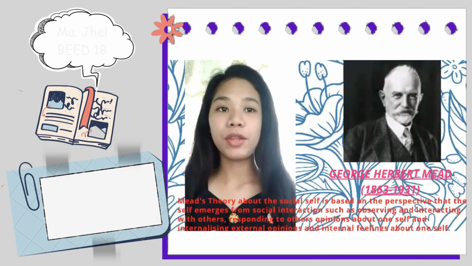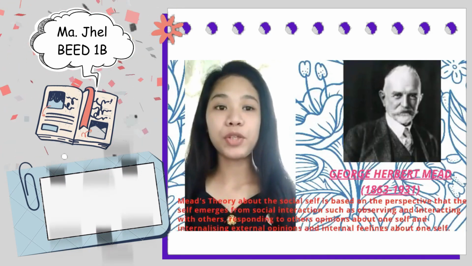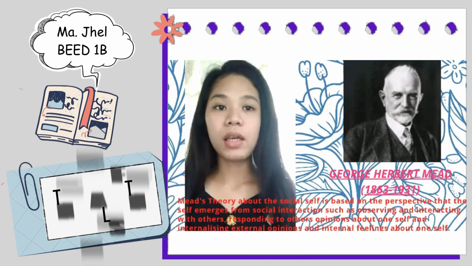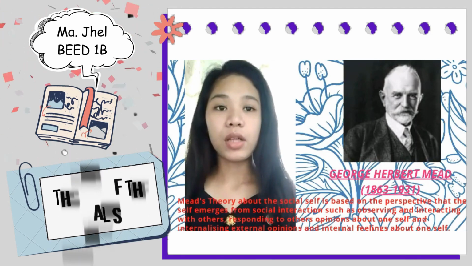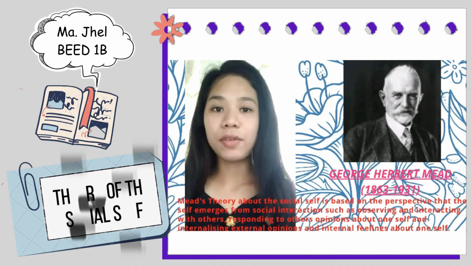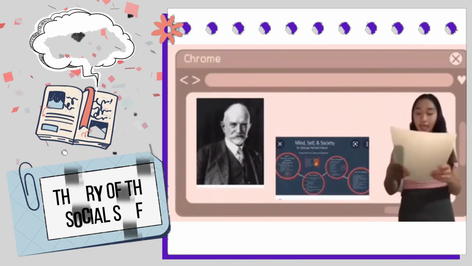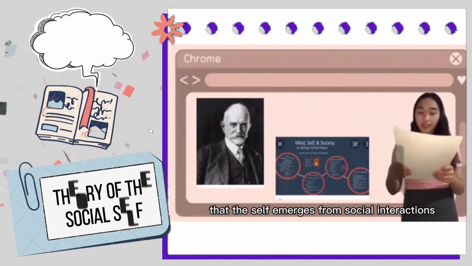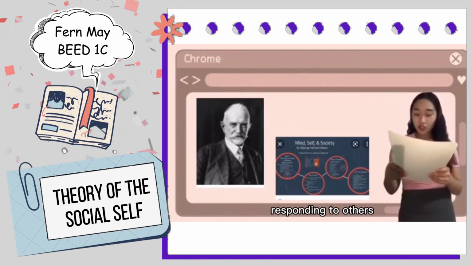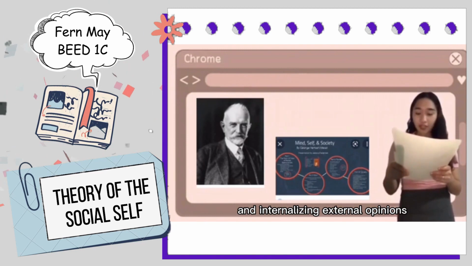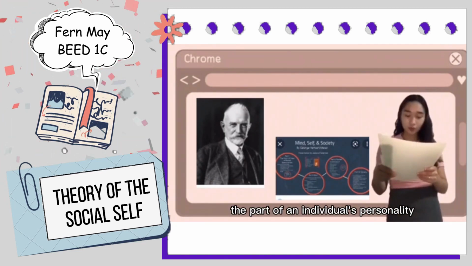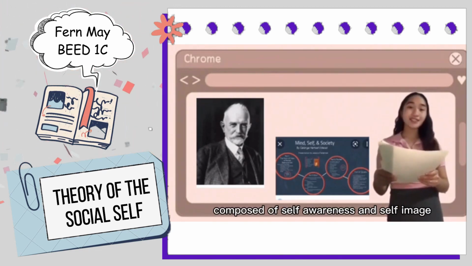George Herbert Mead's theory about the social self is based on the perspective that the self emerges from social interaction, such as observing and interacting with others, responding to others' opinions about oneself, and internalizing external opinions and internal feelings about oneself. The self is the part of an individual's personality composed of self-awareness and self-image.